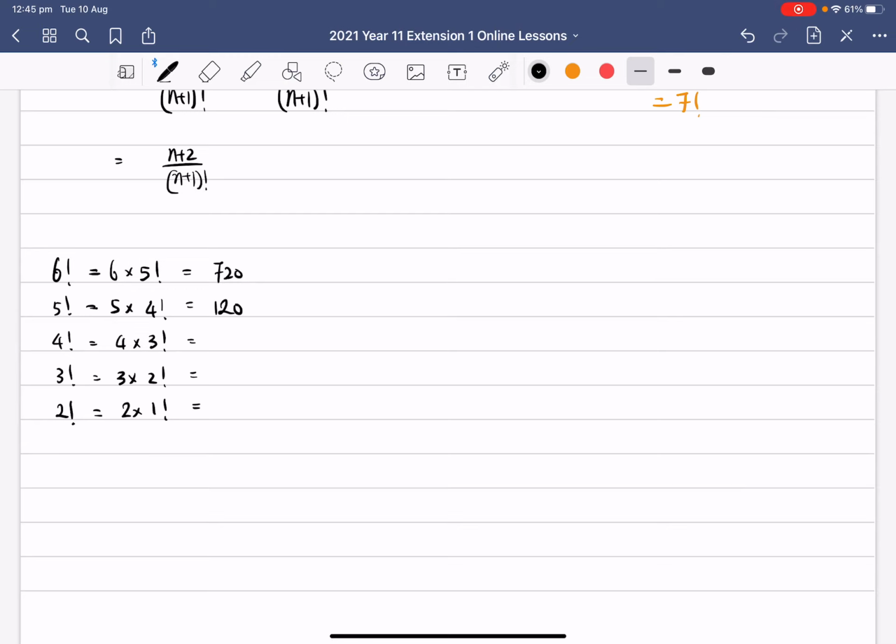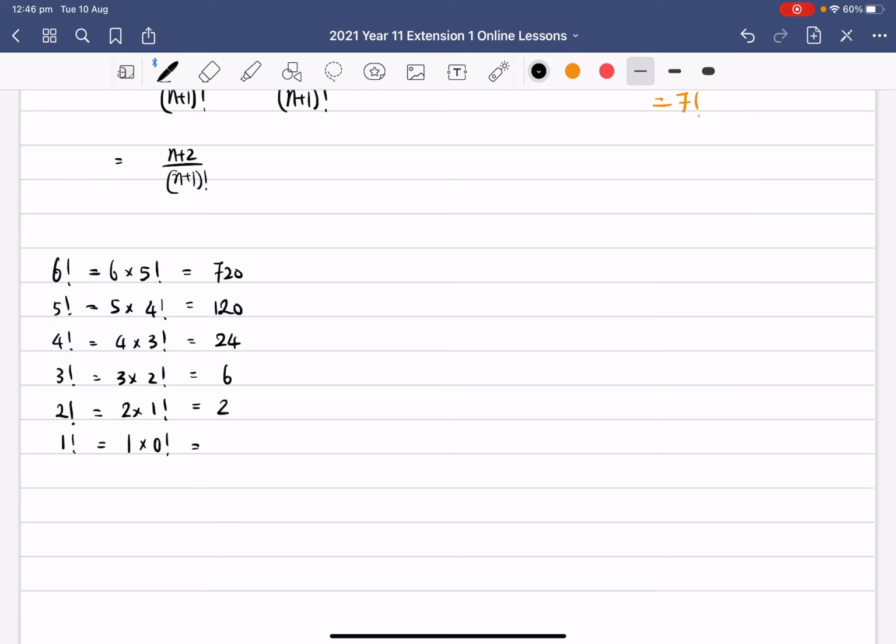And this one here is just equal to 2 times 1, so that is 2, and that's 6. 4 factorial should be 4 times 3 times 2, that should be 24. Okay, so that's easy to calculate. What's 1 factorial? Well, 1 factorial is just equal to 1 times 0 factorial.